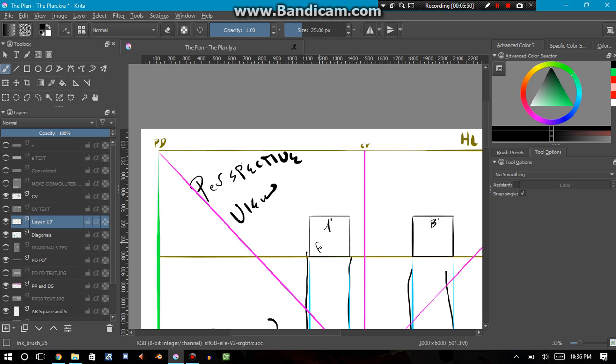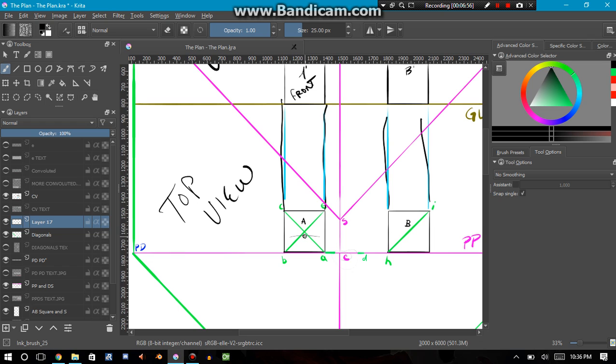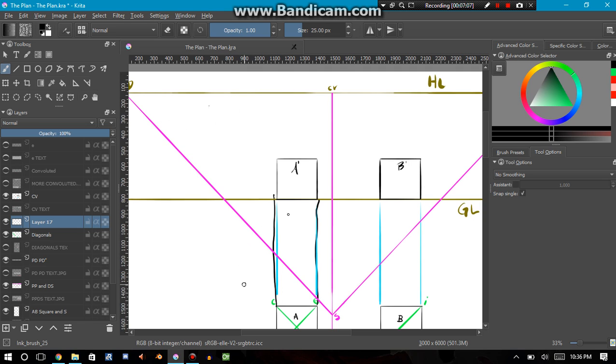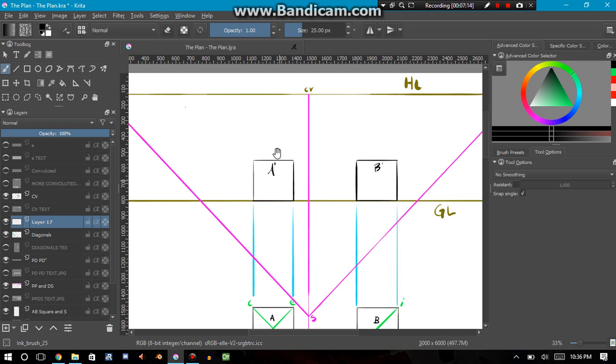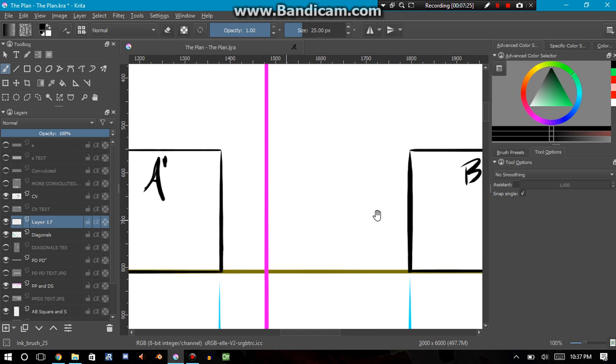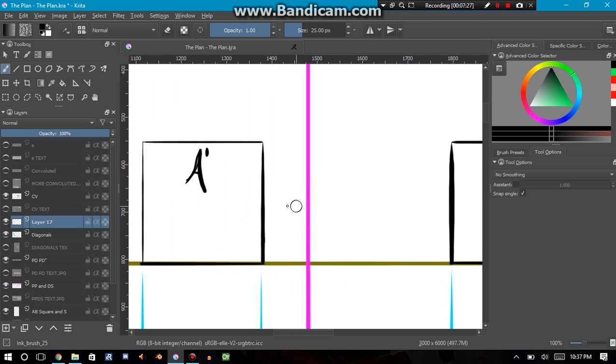So this is the front of these cubes here, okay? These are the tops, these are the fronts of the cubes. And so let me just go ahead and erase all that I did right there. Okay, so, all right. Now, these faces right here, they're parallel to the picture plane. A prime and B prime, we're calling the front of these faces up here A prime and B prime, capital A prime and B prime.